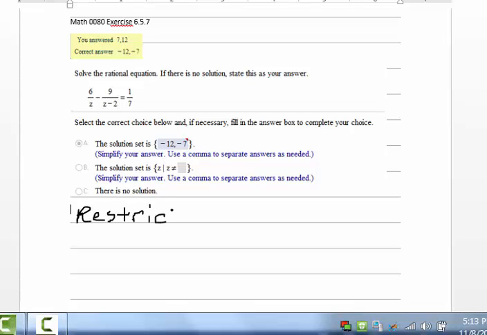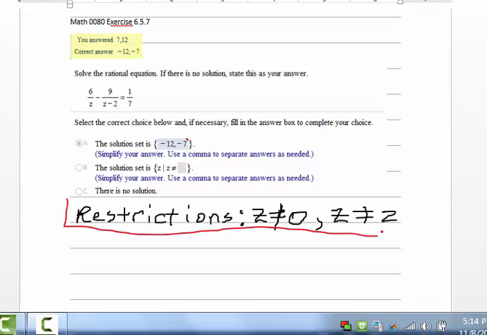So first we want to set up our restrictions list by setting the denominators with the variable not equal to 0. If we take that first denominator, we see that z can't be 0. The second denominator, z minus 2 can't be 0, gives us that z can't be 2. So those are our restrictions. If one of these values shows up as a proposed solution, we will have to reject it.